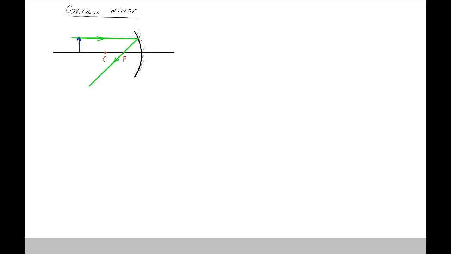Now the second beam is basically the backwards of this. So I'll start with the beam from here, go through the focus, and that beam will be reflected parallel to the principal axis. Something like that. So again, I want to draw arrows for the incident beam and the reflected beam.